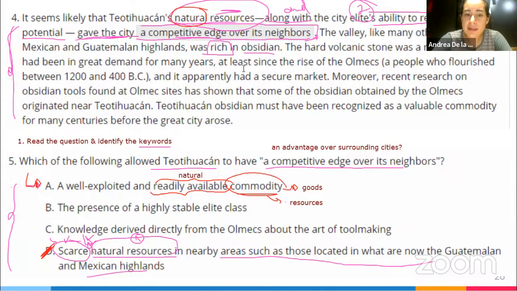Yes, right? When they say readily available, they are referring to the fact that these resources weren't something that they created. These goods, obsidian, weren't something that they produced. It was readily available to use the moment they established in the valley. So it was natural. Those are their natural resources. Readily available commodities, basically natural resources. And well exploited, what do you think that means?